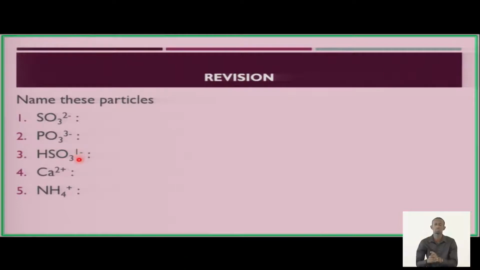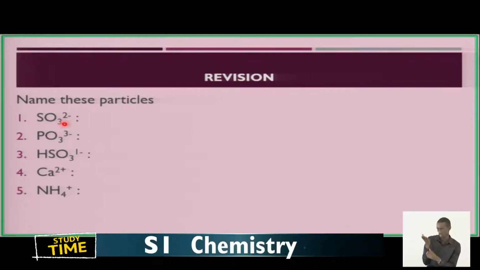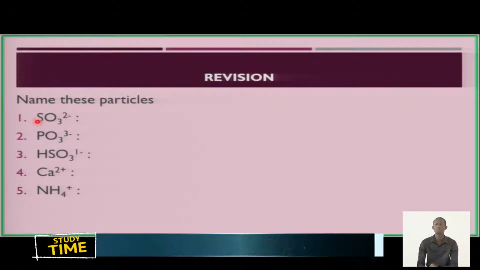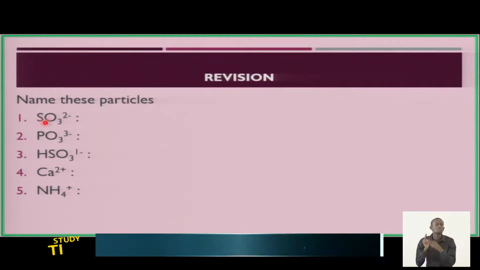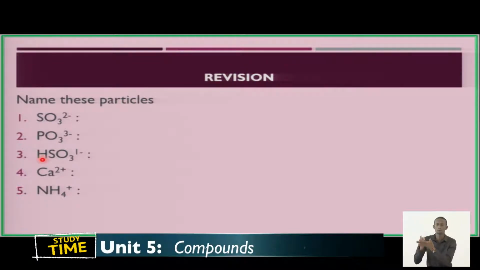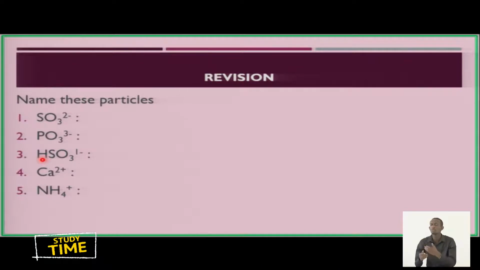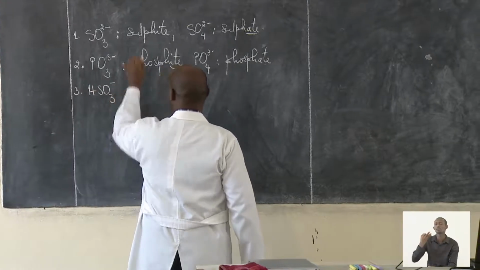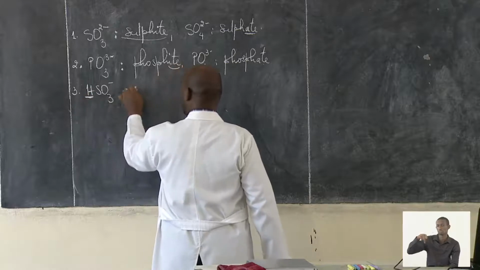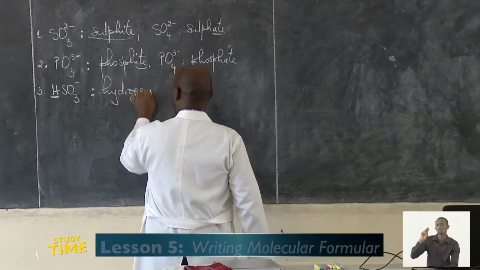And the next particle is HSO3, 1 negative. You can see this particle is derived from the first one. Here we have added a hydrogen atom and the charge has increased by 1 from 2 negative to 1 negative. And what will be the name? On the name of this particle, we add that of the particle we have added. And the particle added is hydrogen. So on the sulfite, we add the name of this one. So it becomes hydrogen sulfite.